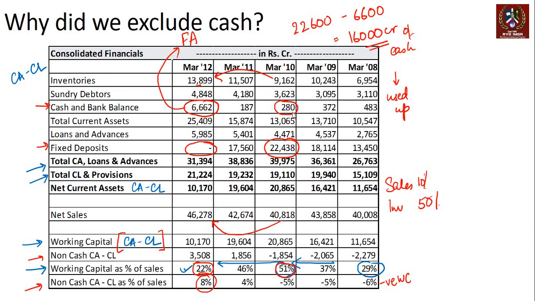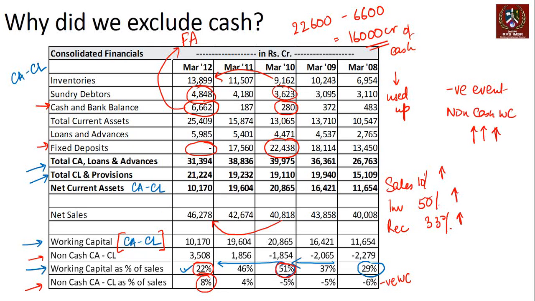What's happened to receivables? Receivables is this sundry debtor number. That's 3,600 become 4,800. What's happened to receivable? Receivables have gone up by 33%, right? So sales are going up by 10%, but these numbers are going up significantly more. That can't be considered good. That is a negative event, right? Because non-cash working capital requirements are going up, and that's negative.